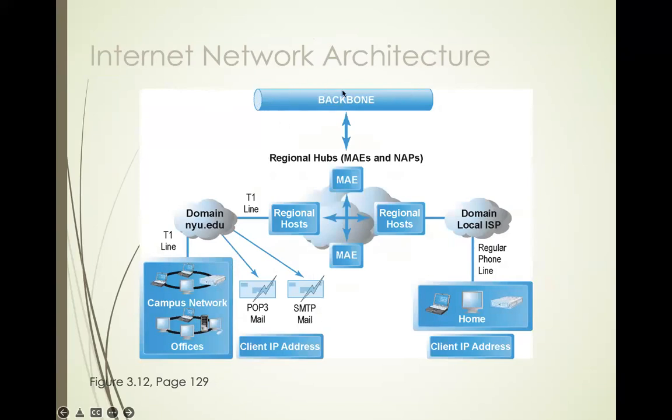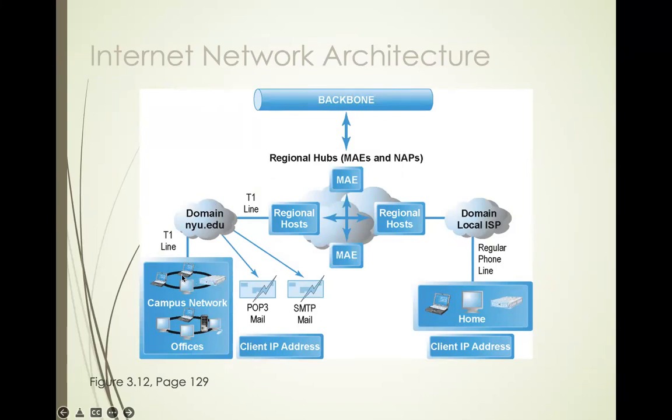This is the diagram to show us the internet network architecture. The backbone is on the country level. And then we have regional hubs. And then we have regional hosts to connect different campuses and organizations together.